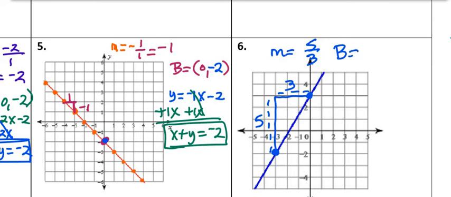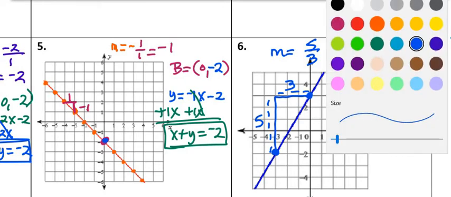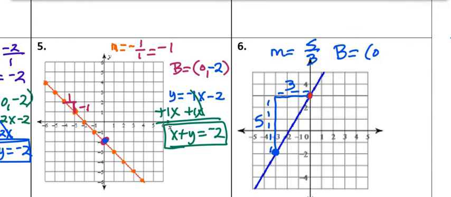My y-intercept is at 0. Where is the line crossing the y-axis? And I see it is crossing at 0, 3, a positive 3. Now I'm going to write this in slope-intercept form. y equals 5/3 x plus 3.